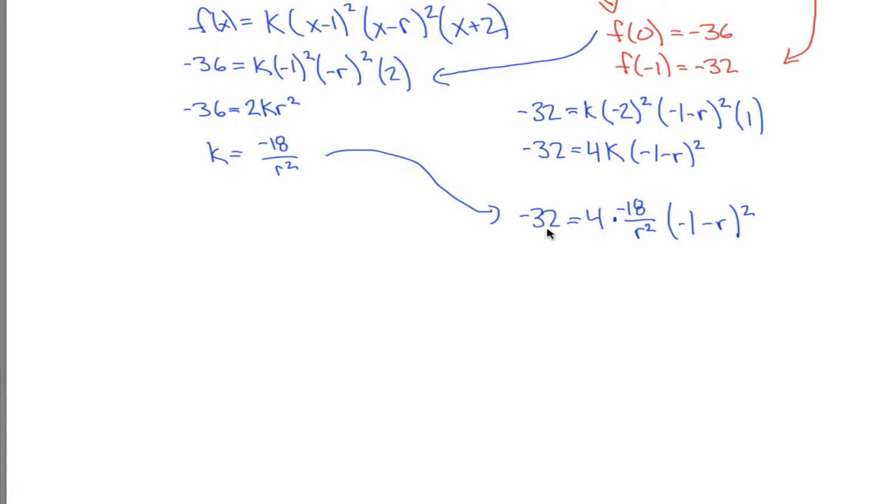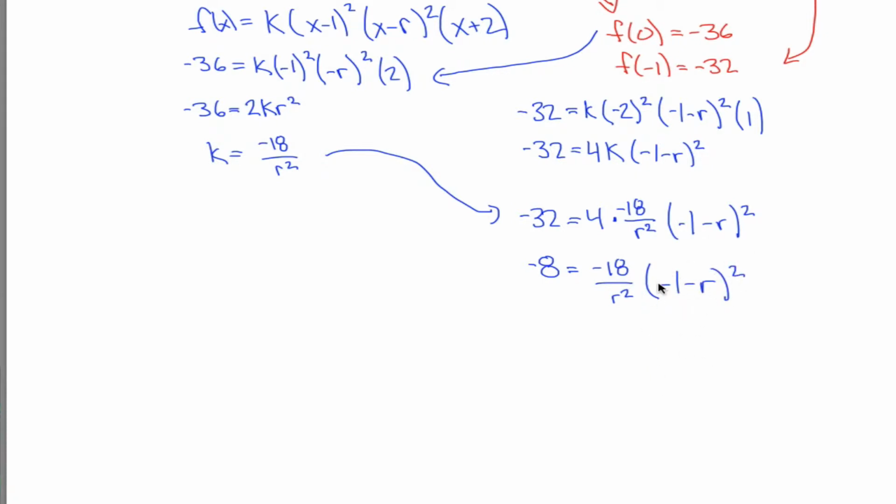Negative 32 is, well, how should I do this? Sure, why not? Okay, so what I'm going to do is divide both sides of the equation by 4 to get rid of this, make things a little bit easier. So negative 32 is negative 8 times 4. So if I divide both sides by 4, I get negative 8 is equal to negative 18 divided by r squared times negative 1 minus r squared.